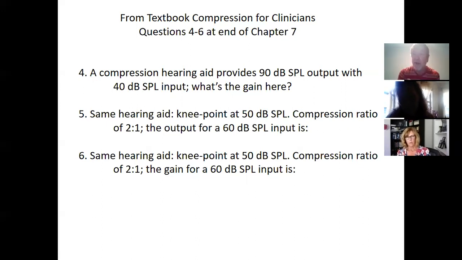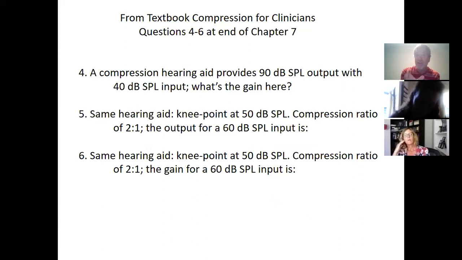The way to figure it out is usually to draw a graph, draw the picture. I always do that. I always draw the picture and look at it. So it's the same hearing aid. You looked at number 4: a hearing aid provides 90 dB SPL output with 40 in. What's the gain? 50. Same hearing aid. Knee point at 50. So what's happening between 0 dB SPL and 50 dB SPL inputs? The same thing. It's linear gain.